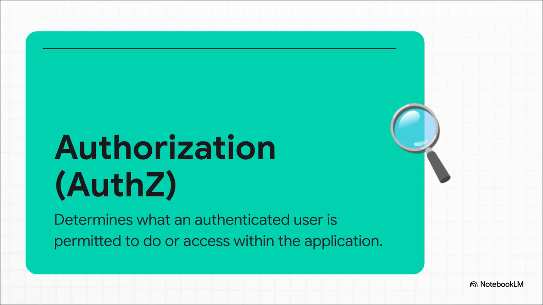And finally, we have authorization, or authz. Now, if authentication is about who you are, authorization is all about what you're allowed to do. Once we know who the user is, this layer is what decides, okay, which pages can they see? What data can they actually access? What buttons can they click?